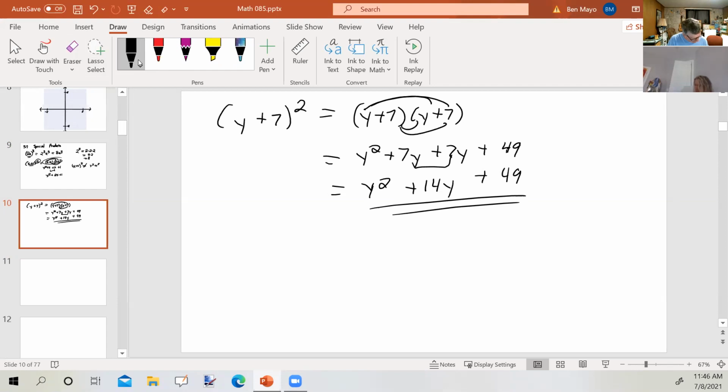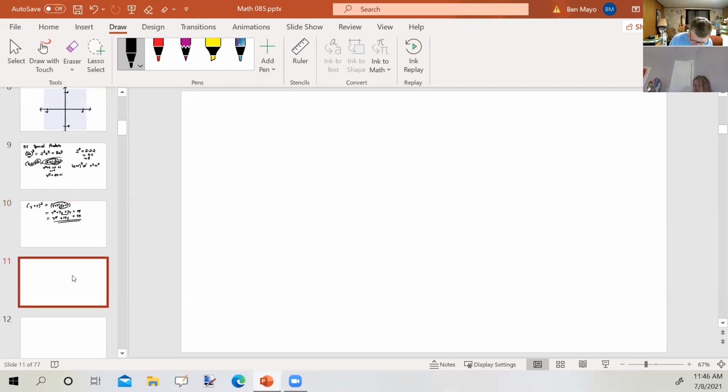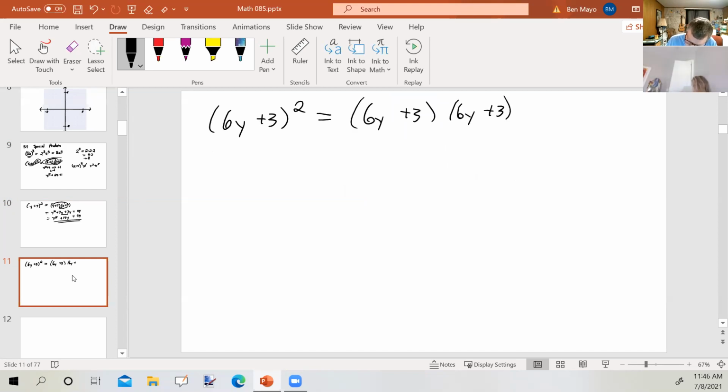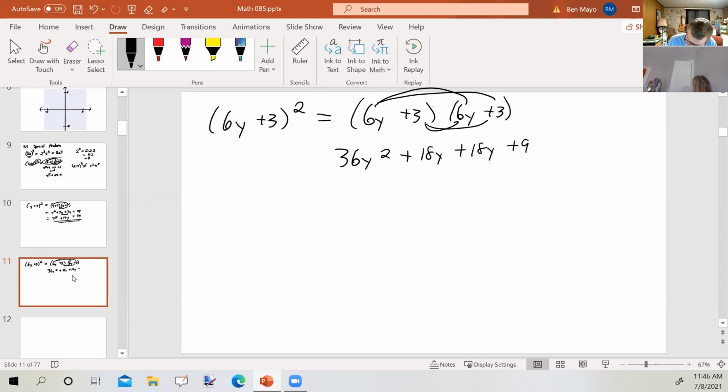Let's take a look at another example. 6y plus 3, the quantity squared, is 6y plus 3 times 6y plus 3, which is 36y squared plus 18y plus 18y plus 9. Combining like terms, 36y squared plus 36y plus 9. Okay.